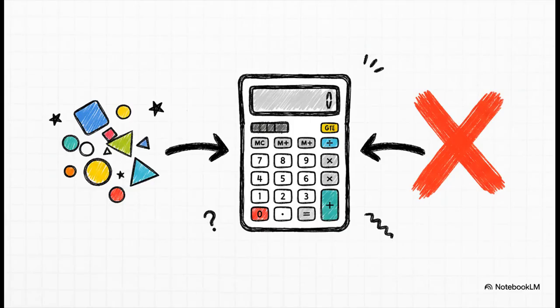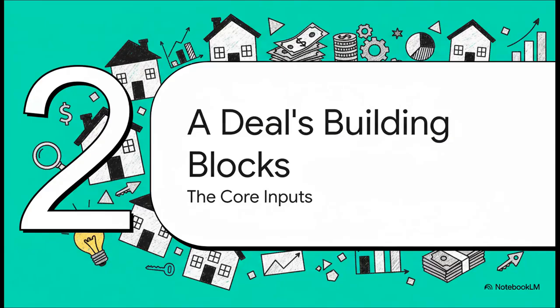The easiest way to think about it is like a basic calculator, right? If you type in 2 plus 3, it's going to give you 5 every time. But if you accidentally type in 2 plus 2, the calculator isn't going to correct you. It's just going to give you the wrong answer. Your deal analysis works the exact same way. Good inputs are everything. So, what are these good inputs? Let's break down the essential building blocks you're going to need for pretty much any deal you look at.